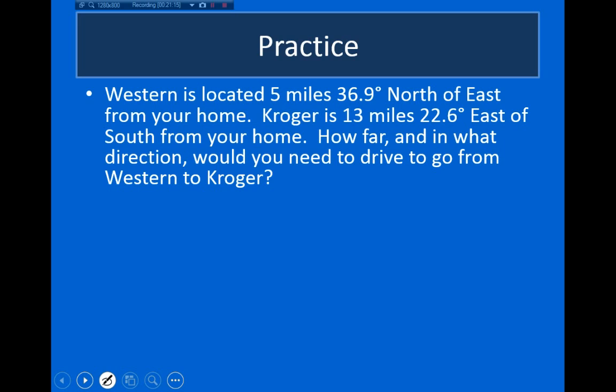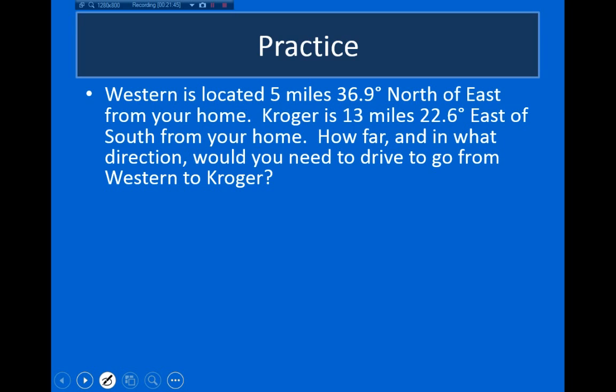So let's look at one last example. This example says Western Albemarle is located, let's say, 5 miles, 36.9 degrees north of east from your home. And Kroger's is 13 miles, 22.6 degrees east of south from your home. And the question is how far and in what direction would you need to drive to go from Western Albemarle to Kroger's? I guess assuming that we could just take a straight path.